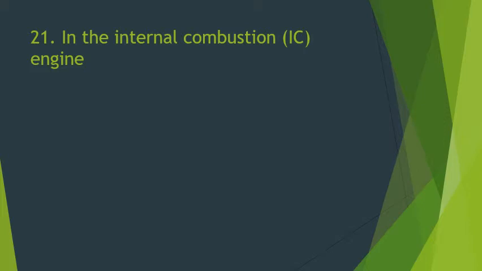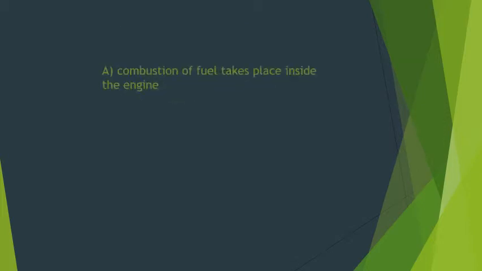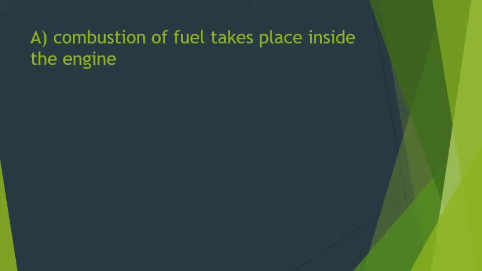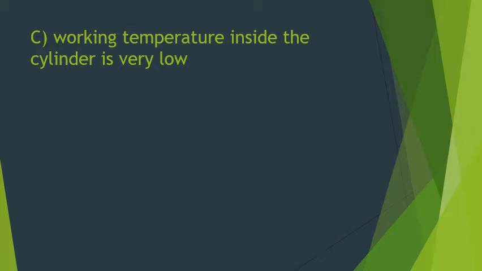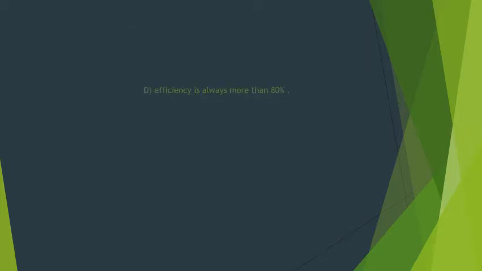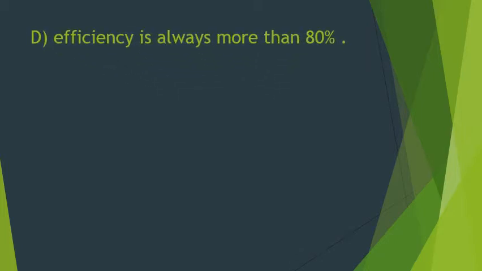21. In the internal combustion engine: A. Combustion of fuel takes place inside the engine, B. Working pressure inside the cylinder is very low, C. Working temperature inside the cylinder is very low, D. Efficiency is always more than 80%.